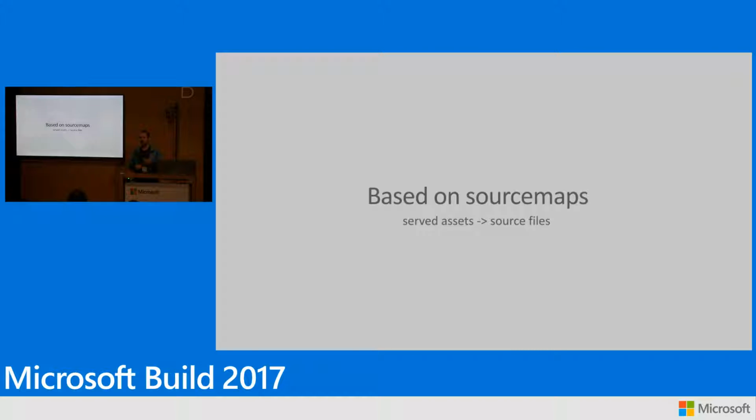And basically what our debugger is able to do is map the served asset that the browser, the runtime, is seeing to your source files. And we do this completely transparently. The only thing you need to do is tell the debugger, this is where my source files are, and then we try to figure it out for you.